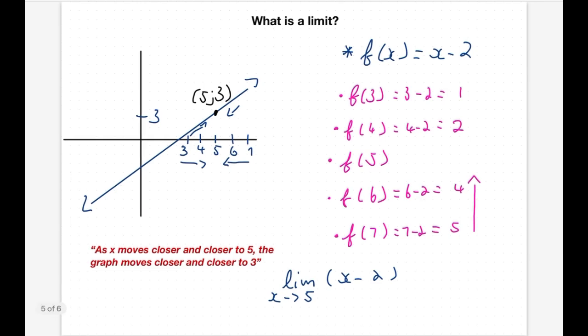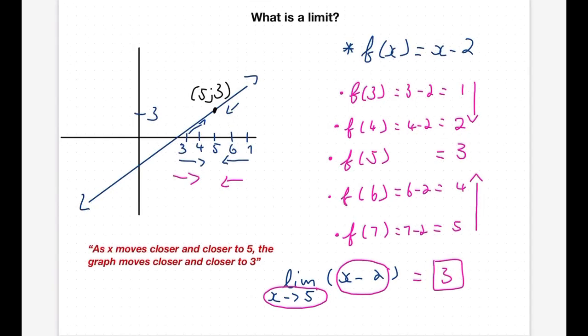And if we moved from the other side, from an x value of 3 to an x value of 4, the closer we make x get to 5, the closer y gets to 3. And so that's why the limit as x approaches 5 of x minus 2 is 3. Because the closer x gets to 5, the closer this graph's y value gets to 3.